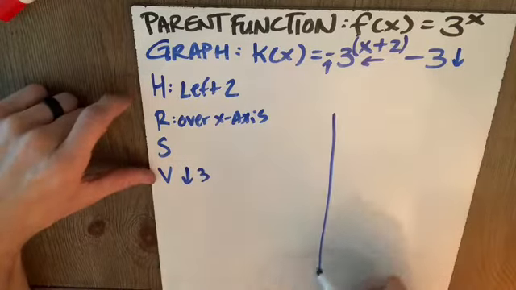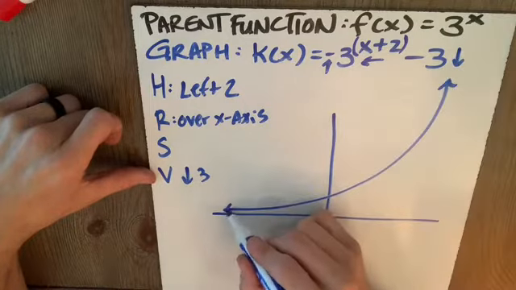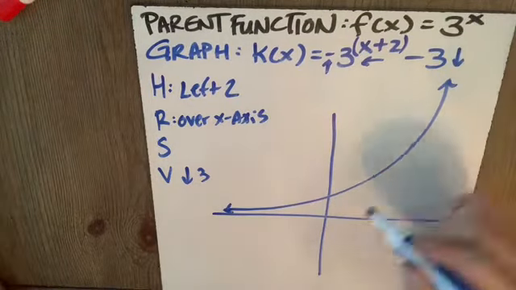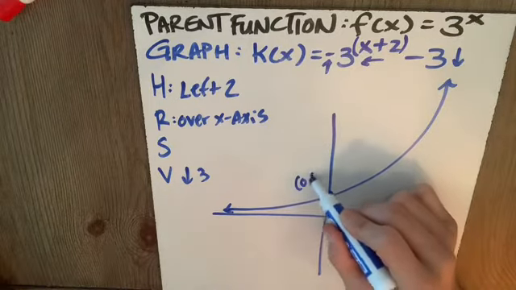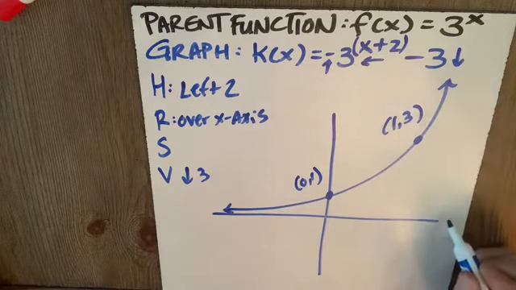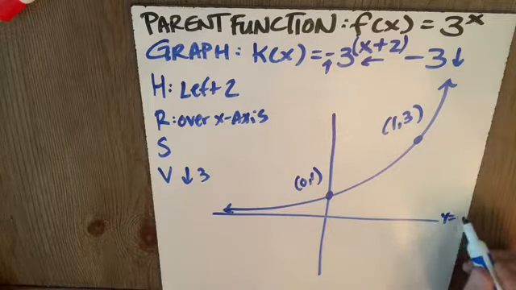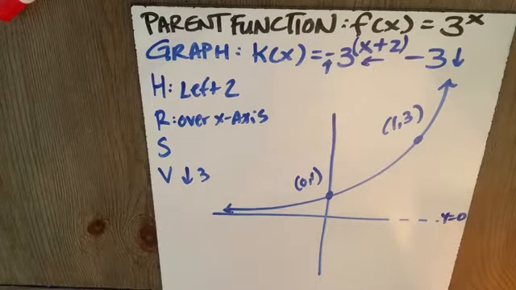So my parent function looks like this. Exponential growth. Why? Because the base is bigger than 1 and the exponent is positive. So I'm through this point, 0, 1, and I have 1, 3 here. And here is my y equals 0 horizontal asymptote I love so much. So let's work these transformations out.